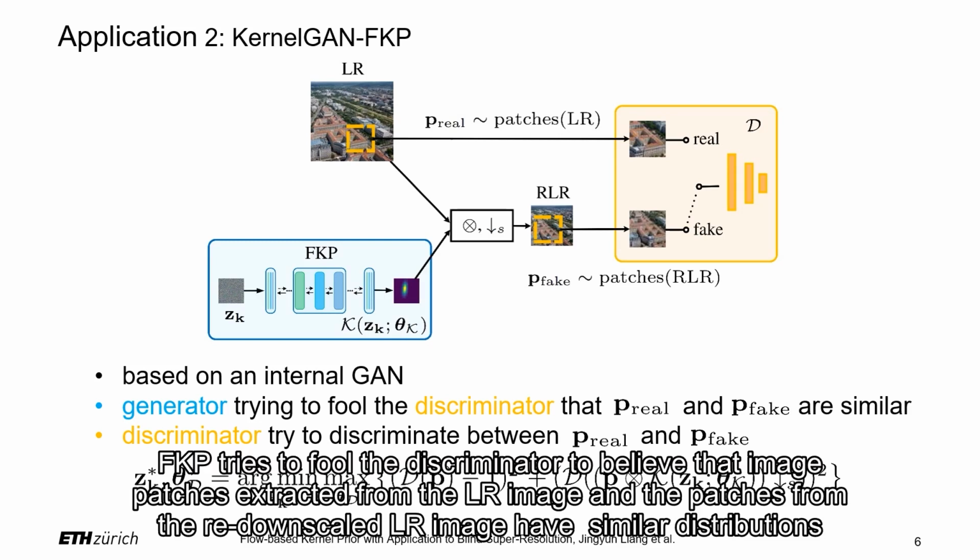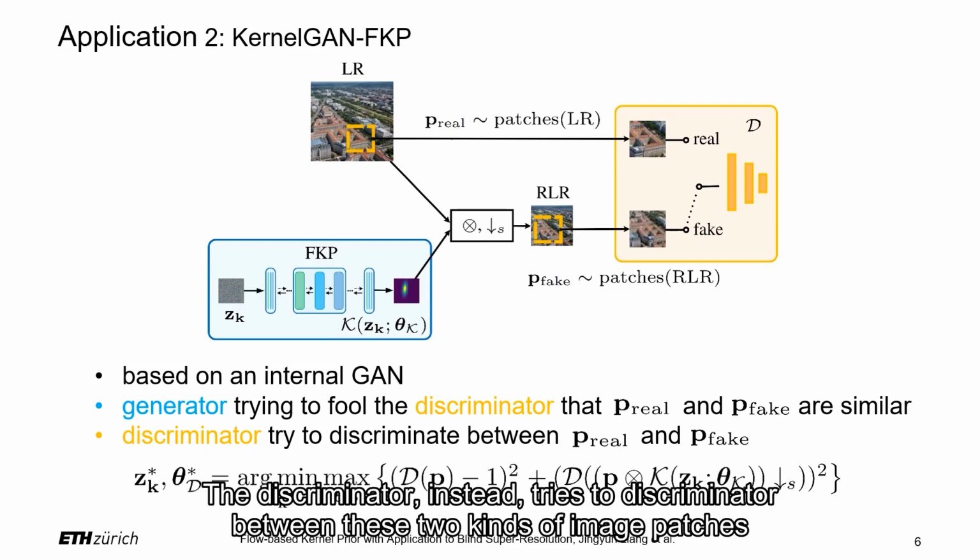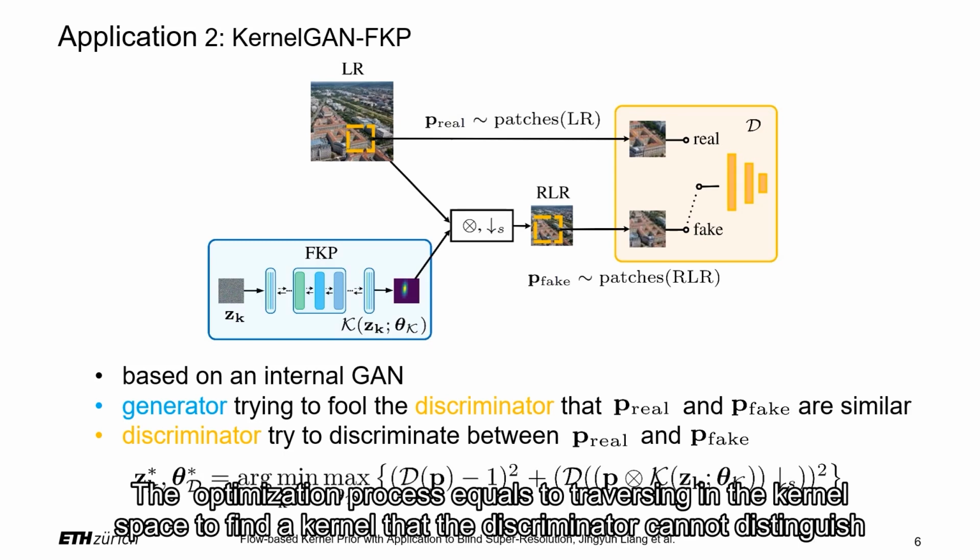FKP tries to force the discriminator to believe that the image patches extracted from the LR image and the patches from the redownscaled LR image have similar distributions. The discriminator instead tries to discriminate between these two kinds of image patches. The optimization process equals traversing in the kernel space to find a kernel that the discriminator cannot distinguish.